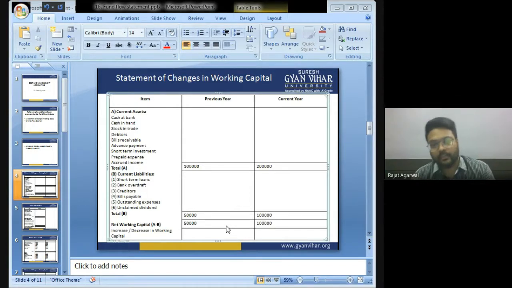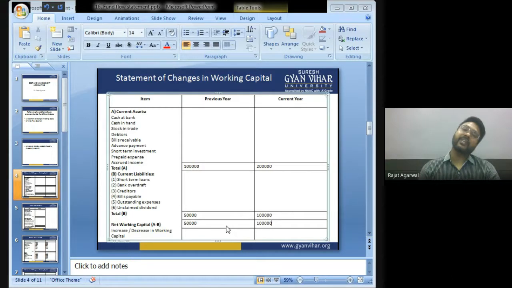But the total of asset is 1 lakh in the previous year and the total of liability is 50,000 in the previous year. So what will be the net working capital? Current asset minus current liability. I think 1 lakh minus 1 lakh 50,000, that is 50,000. Then in the current year, the total of current asset is 2 lakh and the total of current liability is 1 lakh. So 2 lakh minus 1 lakh, 1 lakh.